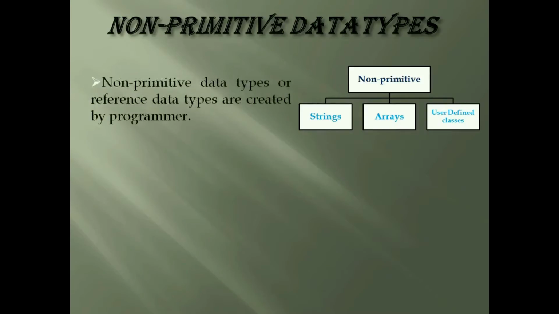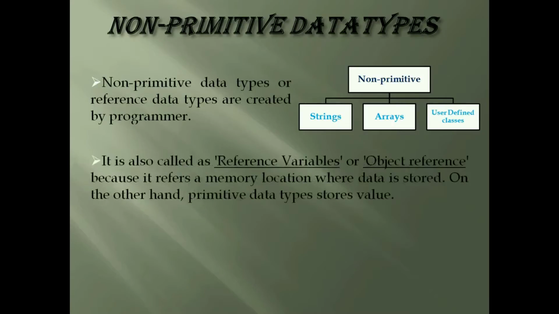Next, we will discuss another data type, that is non-primitive data type. So non-primitive data types are created by programmers. They are also called reference variables or object references because they refer to a memory location where data is stored. On the other hand, primitive data types store the value. Okay, this is the main difference. Non-primitive data types refer to a memory location where data is stored and primitive data types store the data.